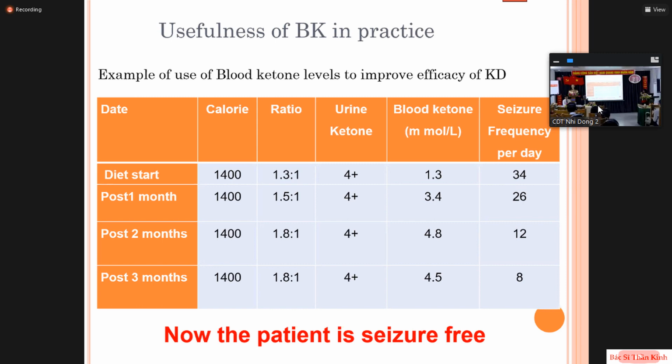After 2 months, we further increased the keto ratio to 1.8:1. The blood ketone levels increased to 4.8 and the seizure frequency further went down to 12 per day. And post 3 months, although the keto ratio was the same, the blood ketone levels slightly went down. But even with this, the seizure frequency further went down to 8 per day. So now the patient is completely seizure free.